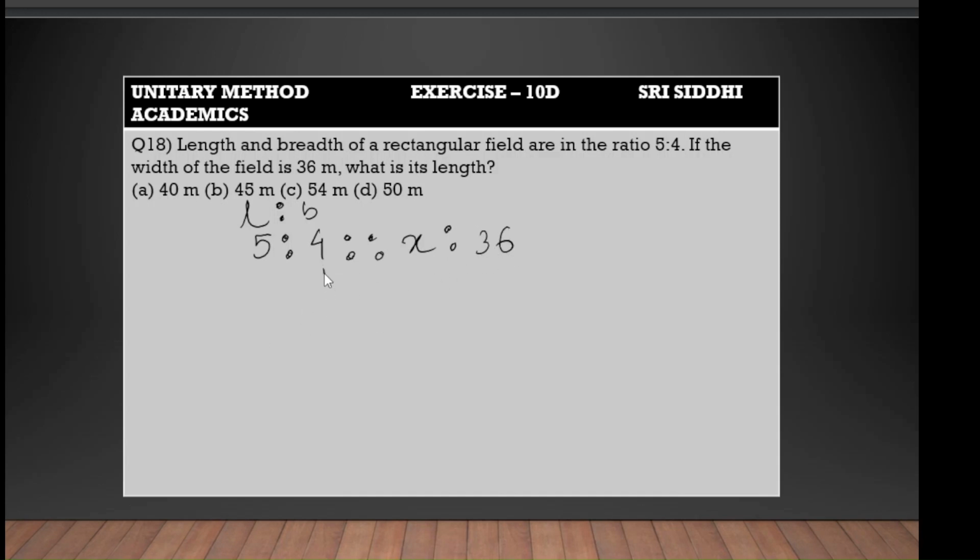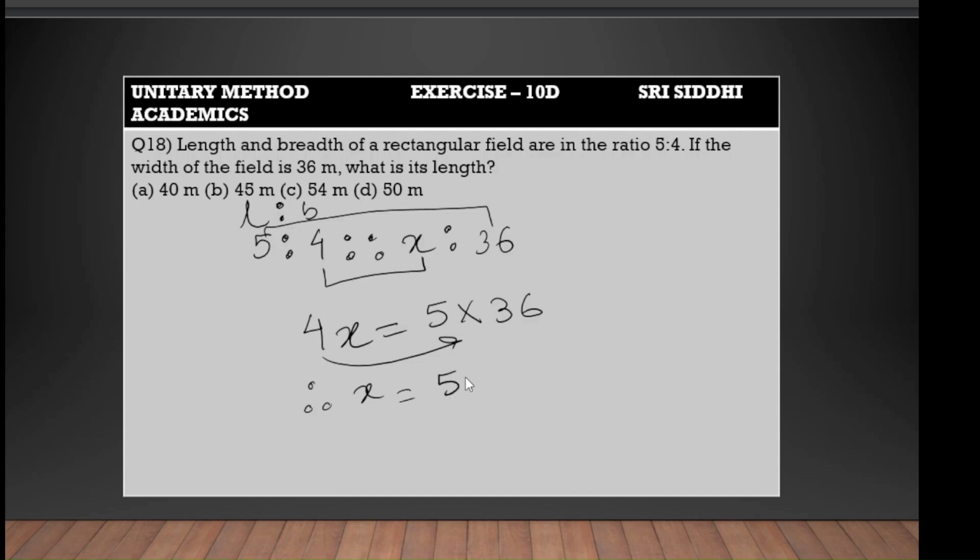So, from here I can do product of means is equal to product of extremes. 4 into x I can write as 4x, and the product of extremes will be 5 into 36. Therefore, x will be equal to this; the 4 I have to take to this side. It is multiplied here, so on the other side it will get divided. 4 ones are 4, 4 nines are 36. So, 5 into 9 is 45, 45 meters.